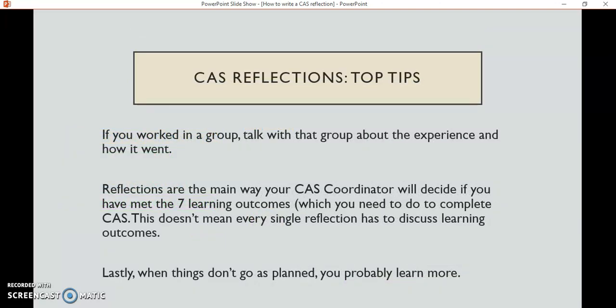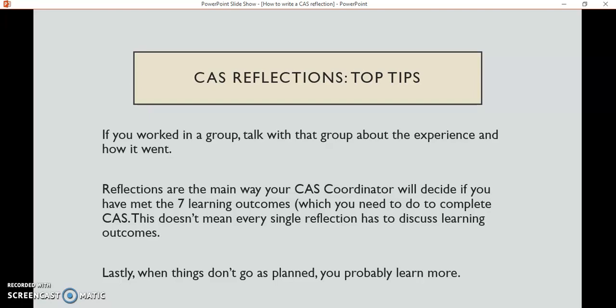And lastly, just to finish, some top tips I think are really useful for CAS. If you did work in a group, talk with that group about the experience. You don't have to all have exactly the same reflection, and indeed you shouldn't all have the same reflections. But talking about it first, reflecting on it, looking back, working out what went well, what you would do differently, those are all good things. So that can be a useful starting point.